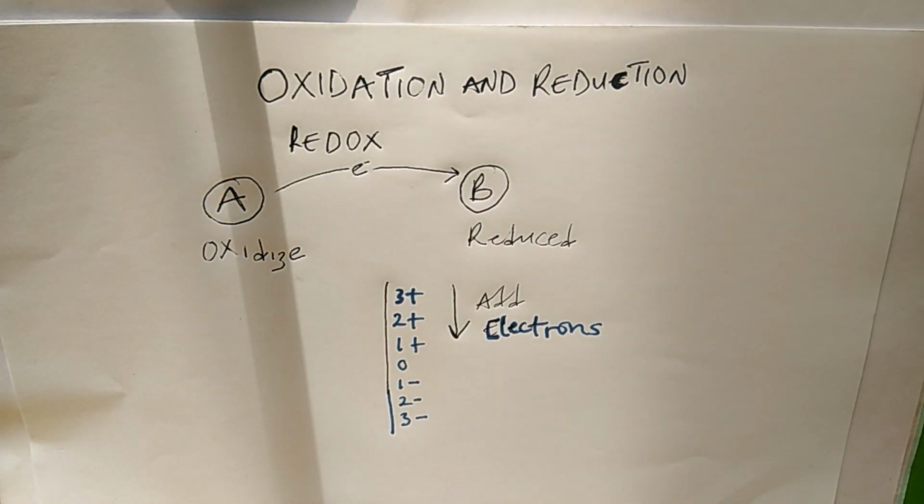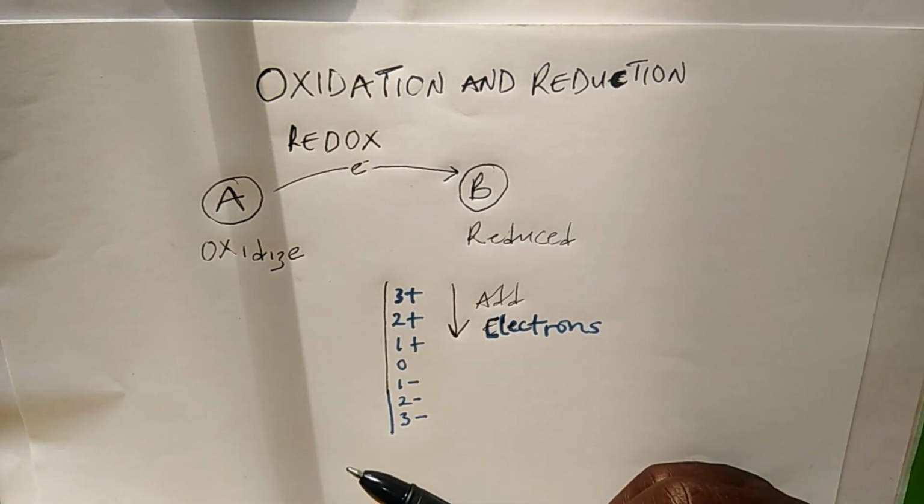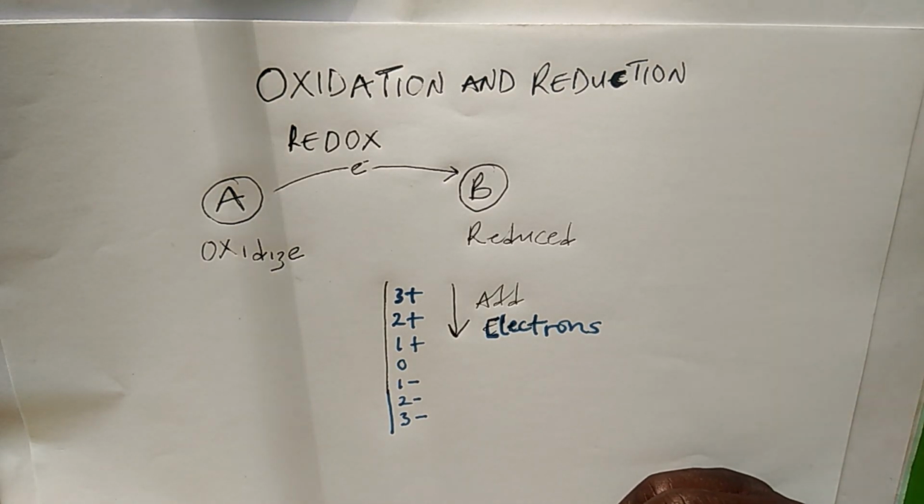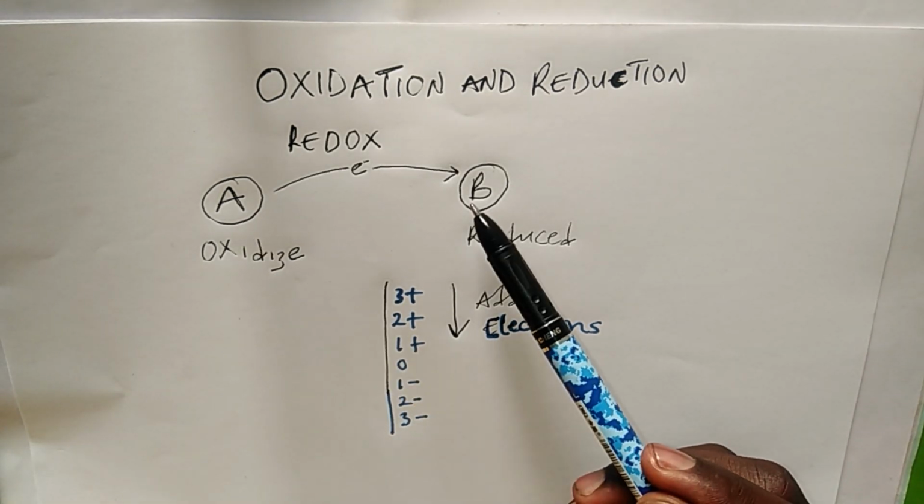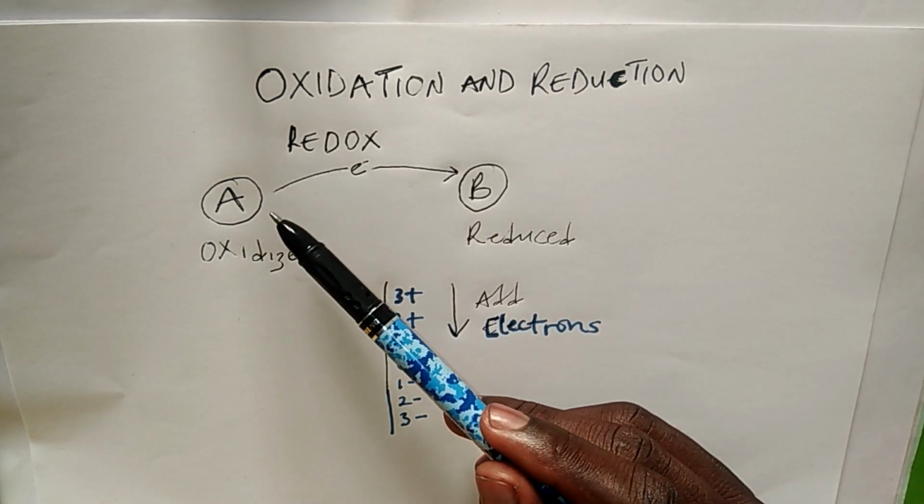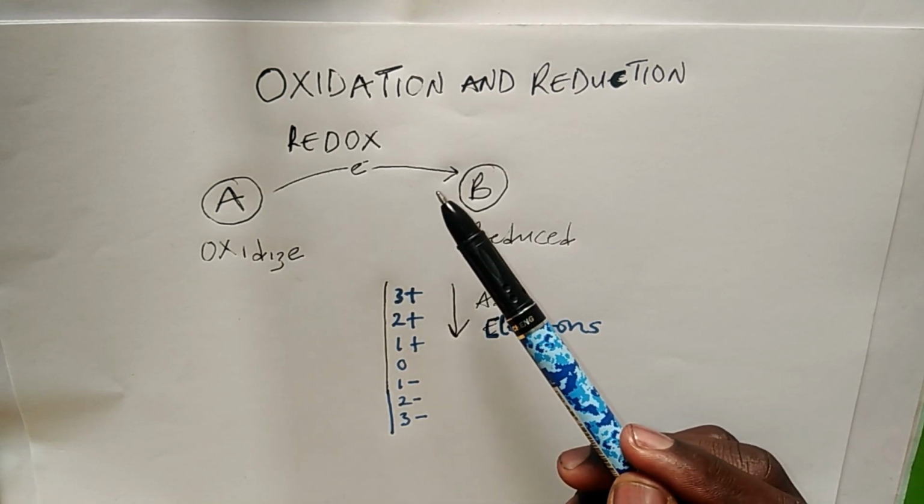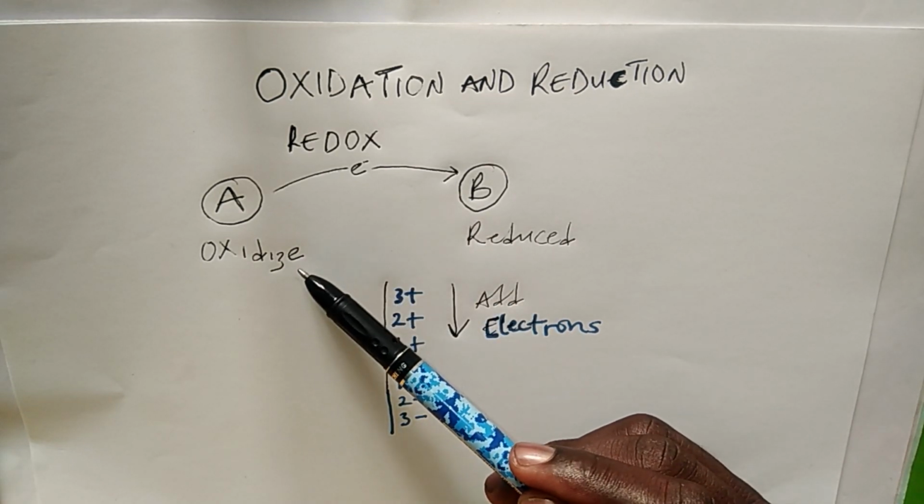In this video, we're going to be talking about oxidation and reduction. You can abbreviate it as redox reaction. Now, a redox reaction involves electrons moving between atoms. Take for instance, we have atom A and atom B. The electron is moving from atom A to atom B, thereby making atom A oxidized.